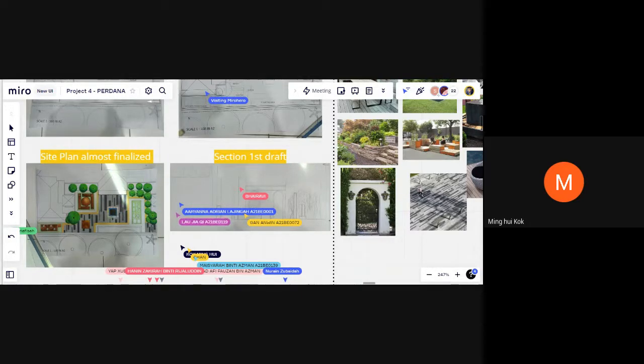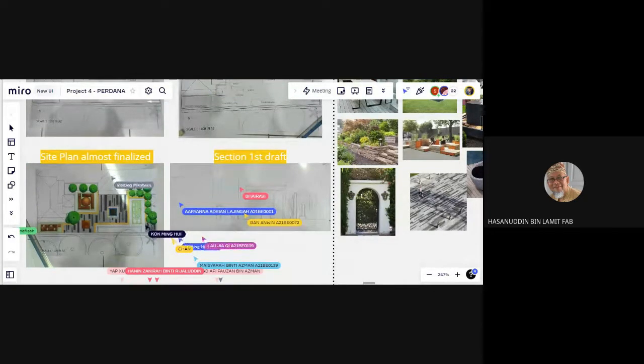Okay, three things. One is, as I mentioned to all of you, you must design something here or remove these lines, this roof line here, because you cannot see it on plan. It's a roof. Either you draw a dotted line or you remove it altogether. Those lines here, this A-frame shape.